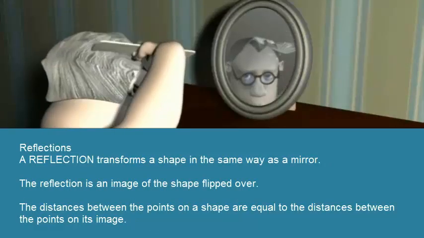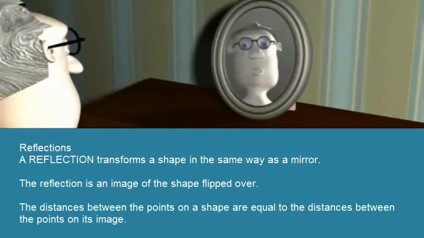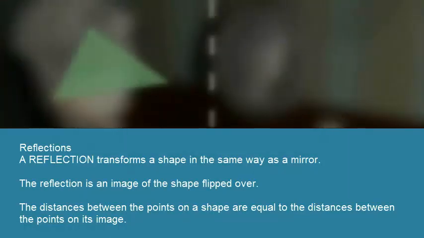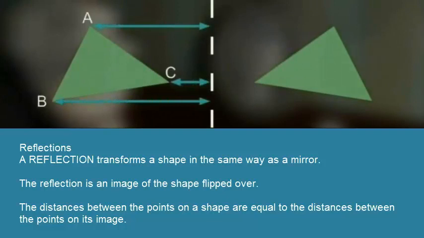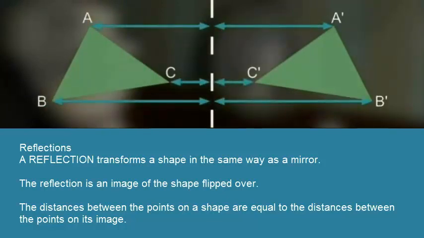Reflections. A reflection transforms a shape in the same way as a mirror. The reflection is an image of the shape flipped over. The distances between the points on a shape are equal to the distances between the points on its image.